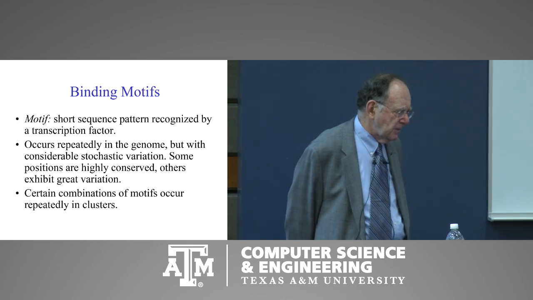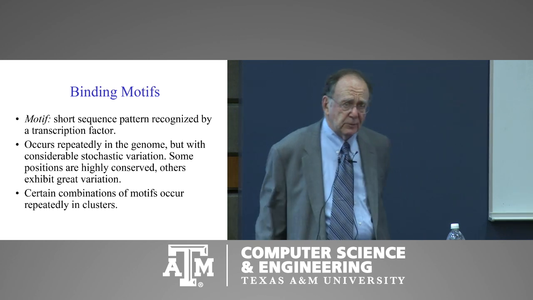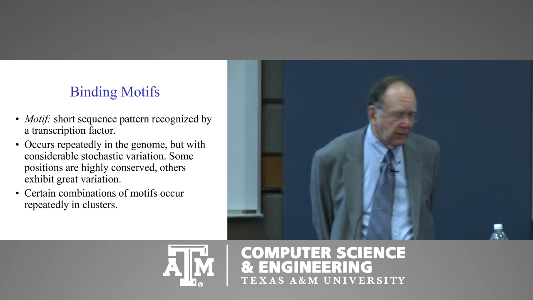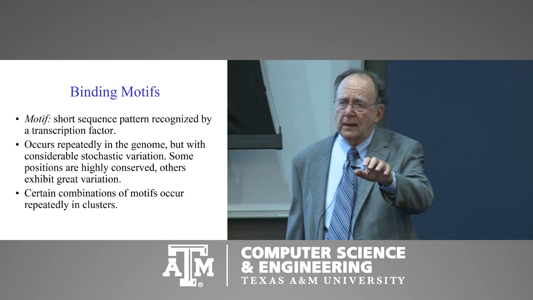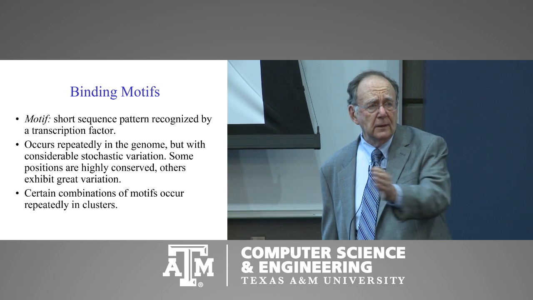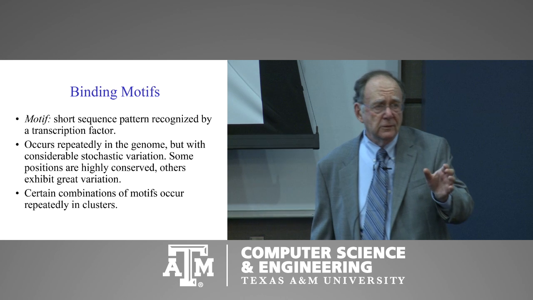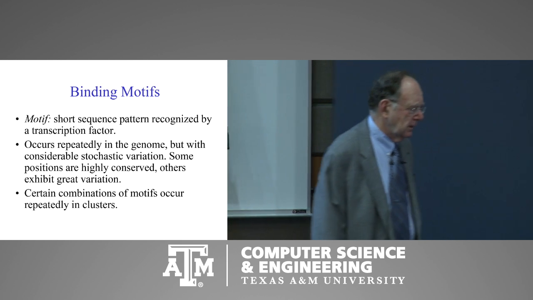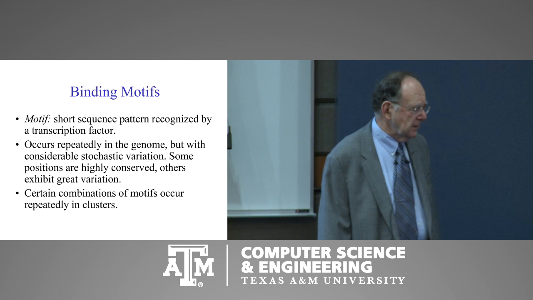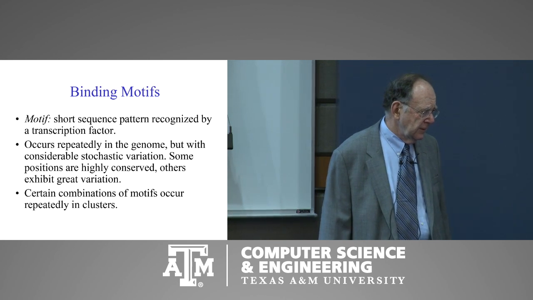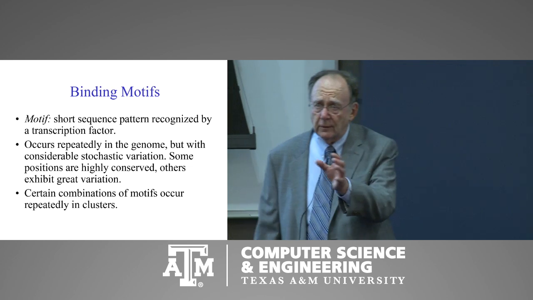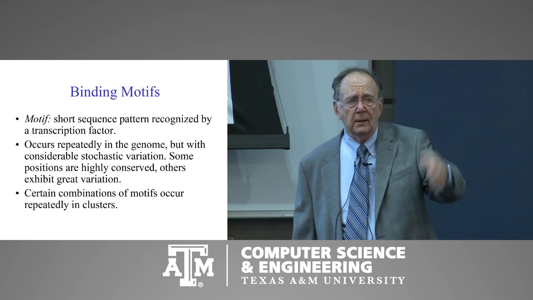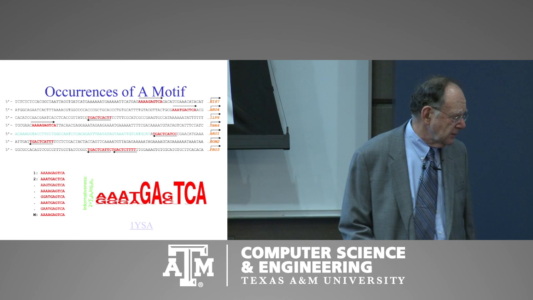So a motif is a short sequence pattern recognized by a transcription factor. These proteins are called transcription factors. And the motifs occur repeatedly in the genome, but with considerable stochastic variation. So the places where a given protein can bind are not determined rigidly by a particular sequence. There are certain parts of the sequence that are strictly necessary, others that are to some extent optional. So you need to work with a kind of stochastic model of the binding sites of these transcription factors. And not only that, but certain combinations of motifs occur, and the transcription of the gene is determined combinatorially according to which combinations of transcription factors are binding.